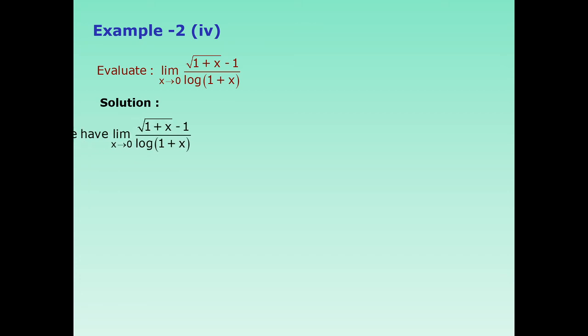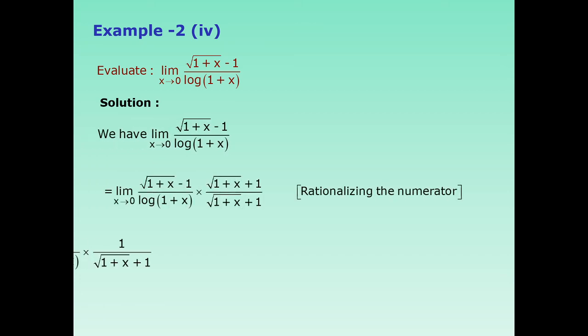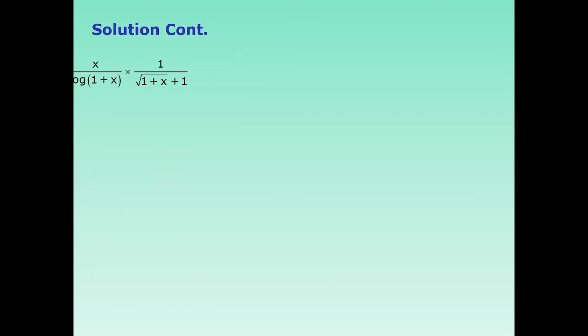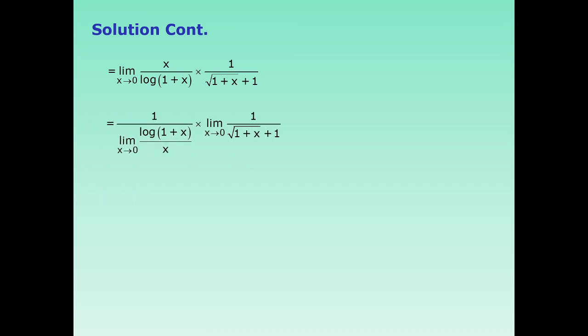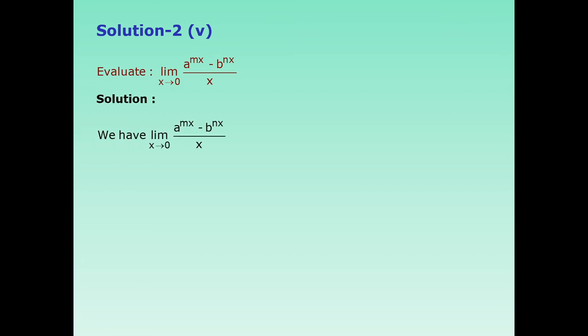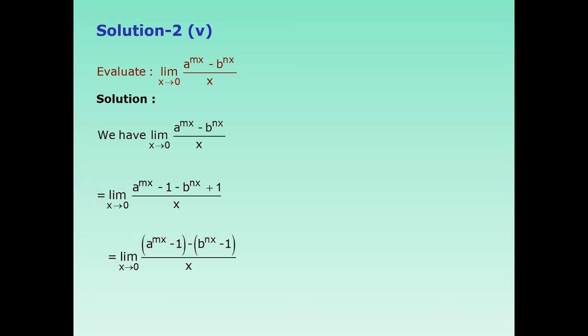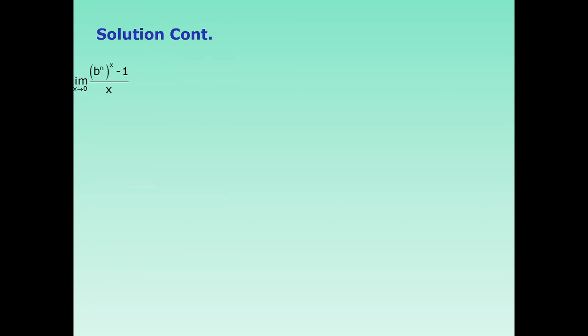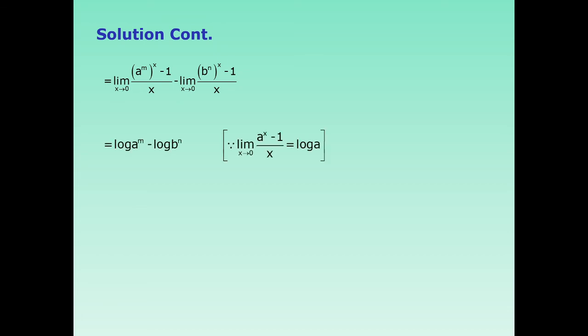Now here what we'll do, we first rationalize it. After doing the rationalization, we obtain the following, that is the limit is 1 by 2. Now again what will we do here: a to the power mx minus b to the power nx, plus 1 and minus 1, and then separate it, log a to the power m minus log b to the power n. You can write it this way.